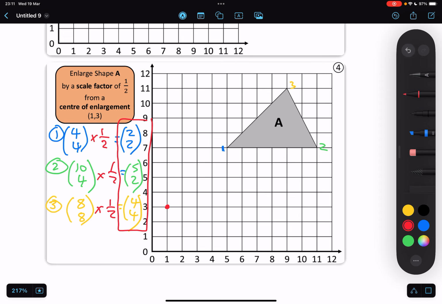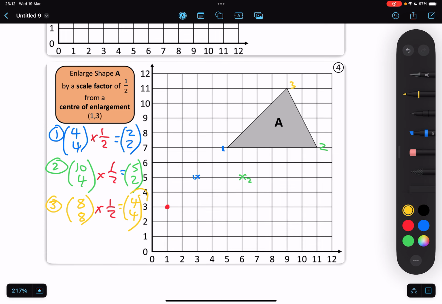Yeah, so we'll essentially make these movements from the center of enlargement. So let's start off with number 1, which is 2 to the right, 2 up. So 2 to the right, 1, 2, 2 up, 1, 2. So over here is my new point number 1. Okay, now point number 2, 5 to the right, 2 up. So we'll go 5 to the right, 1, 2, 3, 4, 5, 2 up, 1, 2. There. That is going to be our new point number 2.